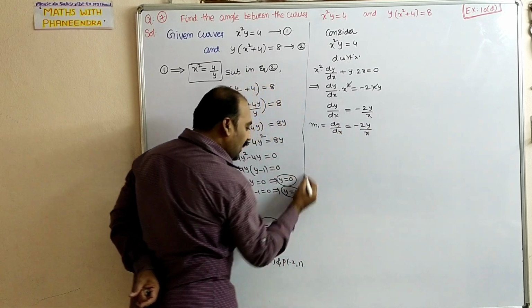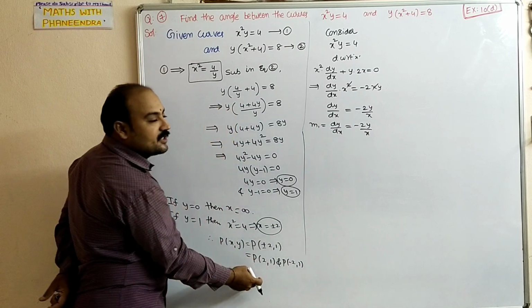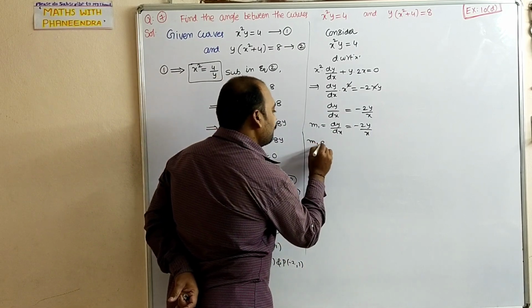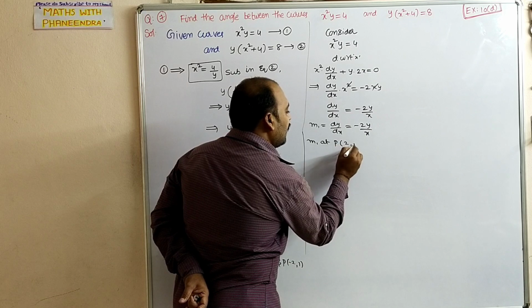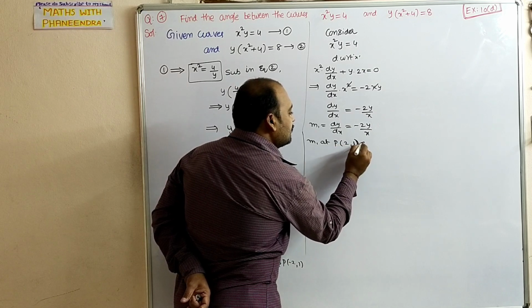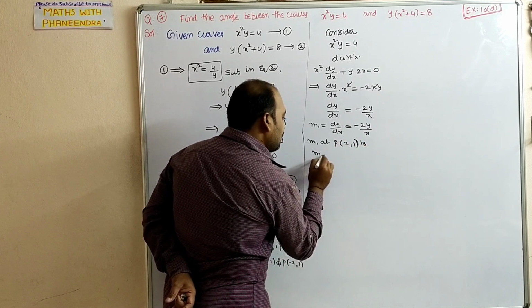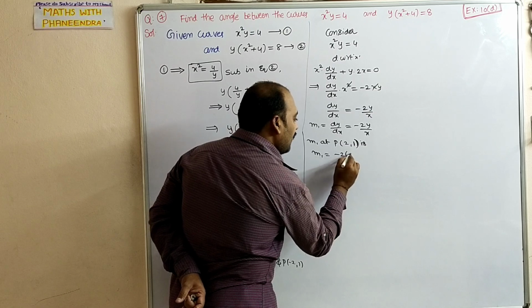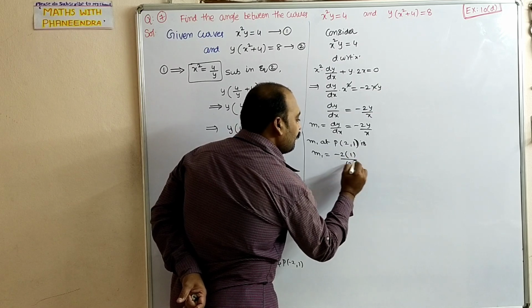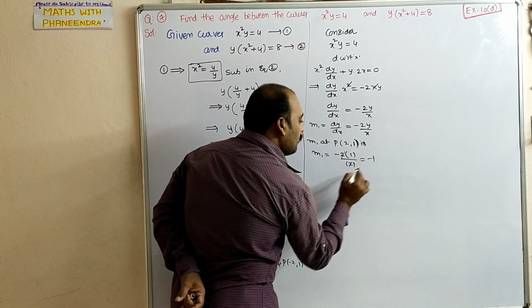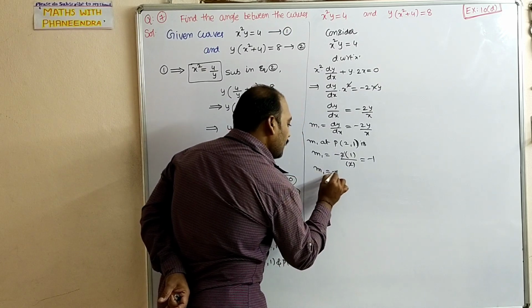At what point can you calculate? 2 comma 1 I am considering now. m1 at P of 2 comma 1 is, so m1 is equal to minus 2 into y value is 1, x value is 2. 2 gets cancelled, which is equal to minus 1. So m1 is equal to minus 1.